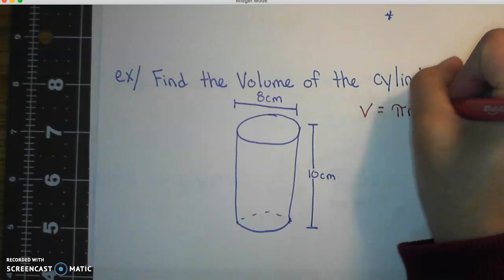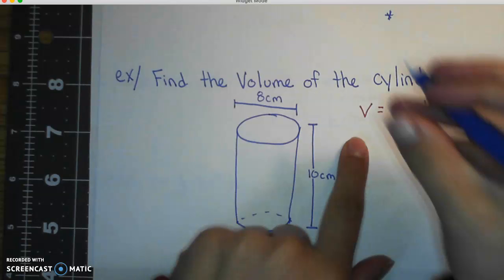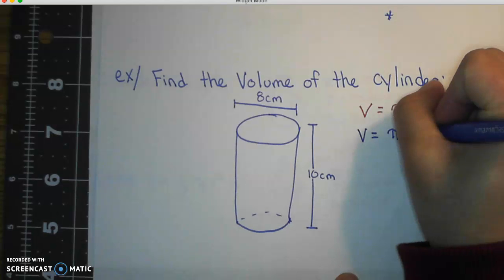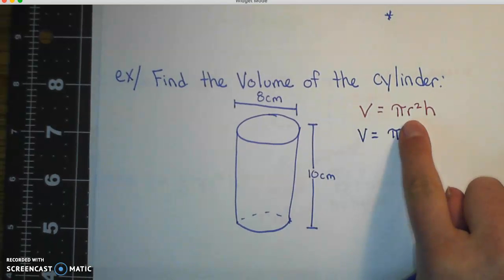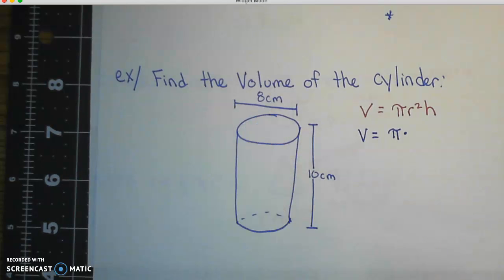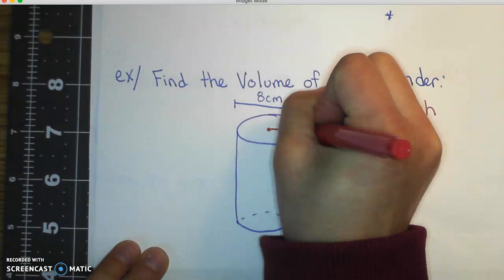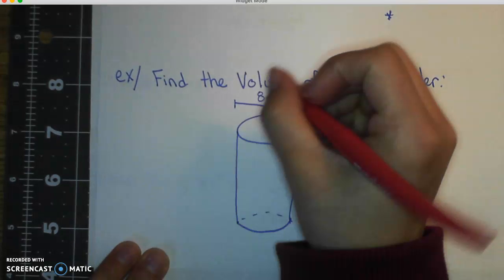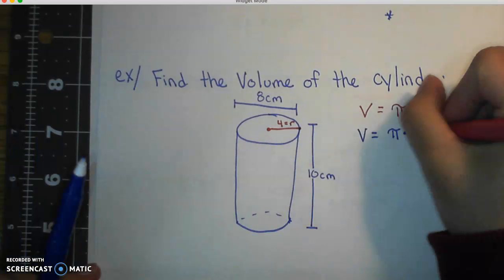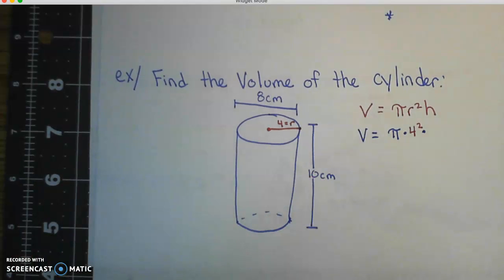Pi r squared h. So V equals pi, and pi is pi. What's our radius? Is it 8? No, the diameter is 8. All the way across is 8. So what's our radius? What's half? Yeah, it's just 4. So this is 4 squared times, what's our height? Yeah, it's just 10.